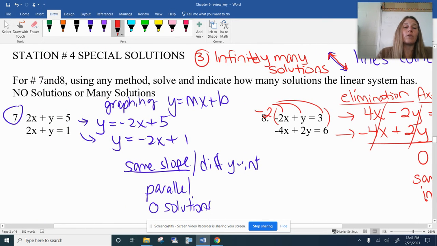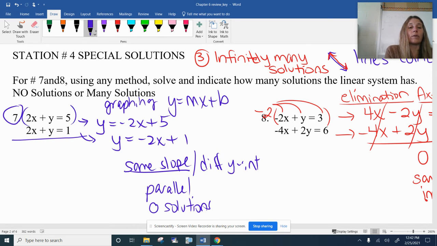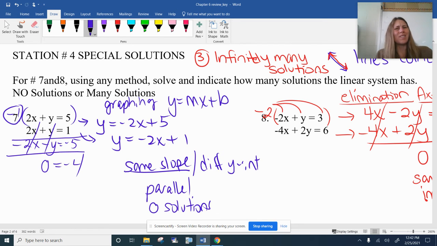Now, if you had done this one by that method, let's say, and you wanted to cancel, and let's say you did the first one, you just change it to a negative, right? So you had -2x, negative y equals -5, and you added them up, you would have ended up with 0 equals -4, which is not true. 0 does not equal -4, and so then you could have gotten no solution that way. So there's many different options, and you could also use substitution method as well.